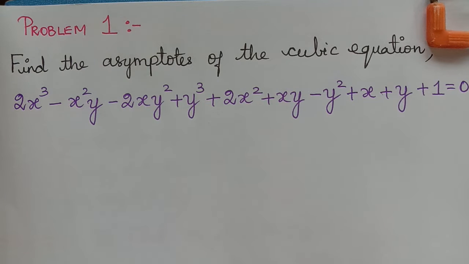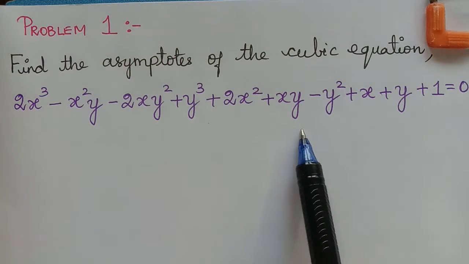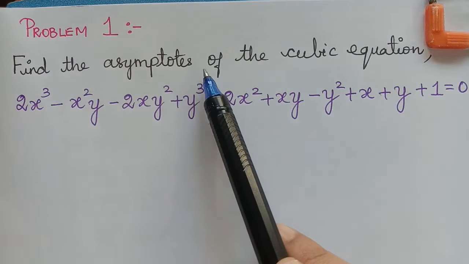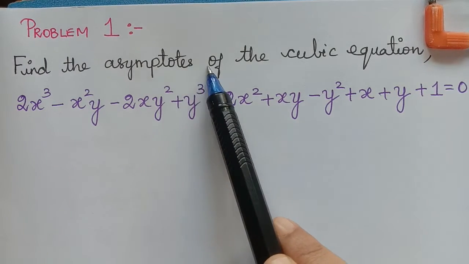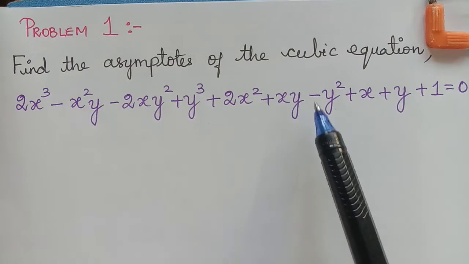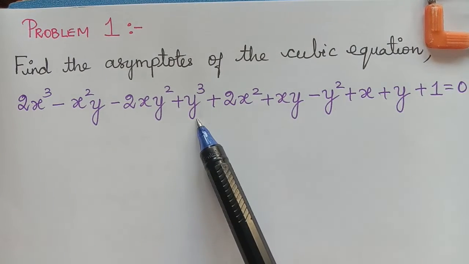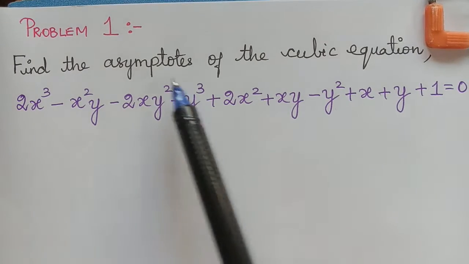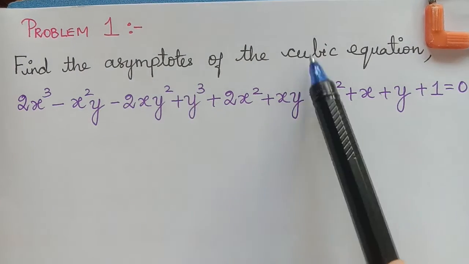Dear students, under the topic linear asymptotes, here we have the first problem. In our previous video, we learnt the definition of asymptotes, types of asymptotes, and the rules to solve an asymptote and the cases under them. Now in this video, we will consider a cubic equation and find the asymptotes of this given cubic equation.